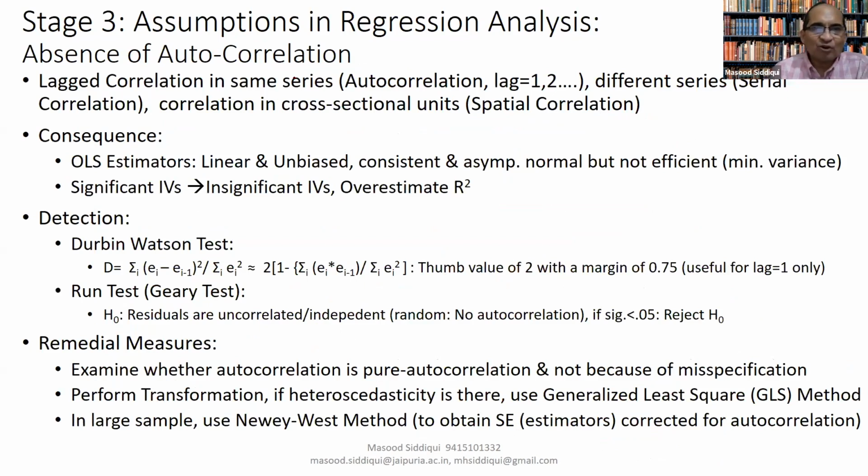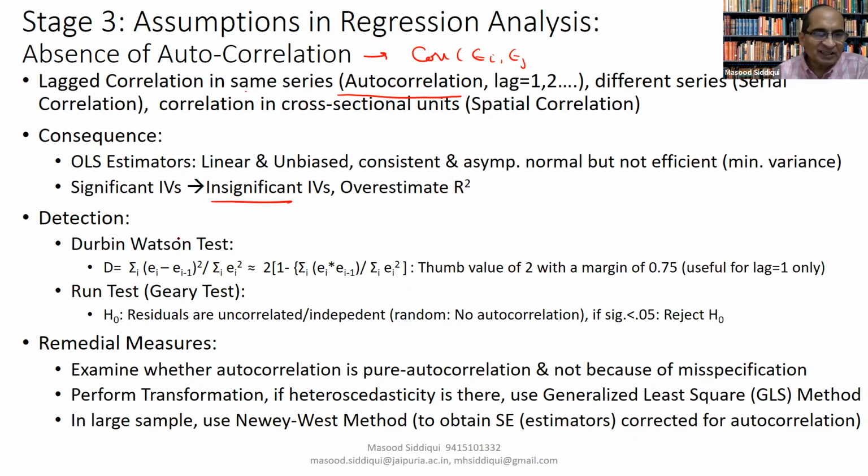Next is related to autocorrelation. Autocorrelation means correlation between error terms, right? So it is actually the lag correlation in the same series that is known as autocorrelation. The impact is again the same: we are having high R square but insignificant predictors. So this is a problem.